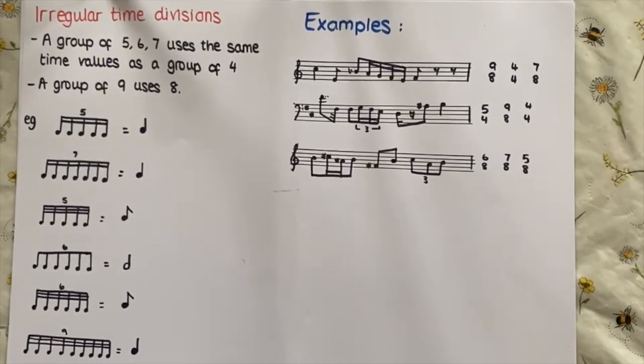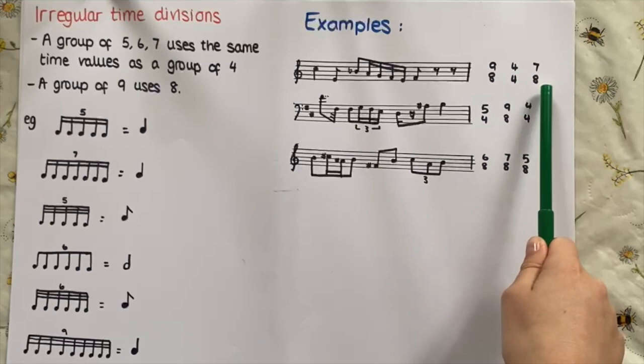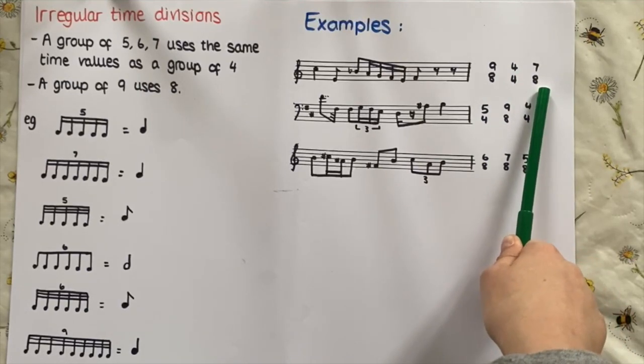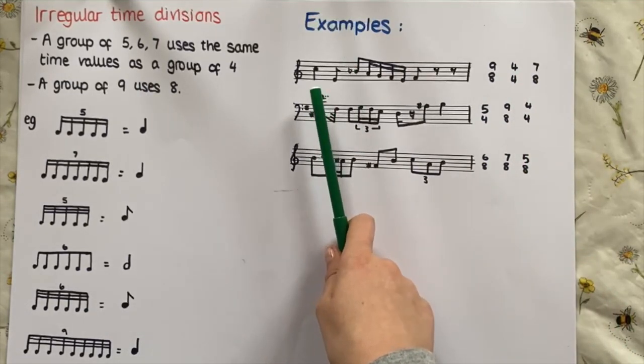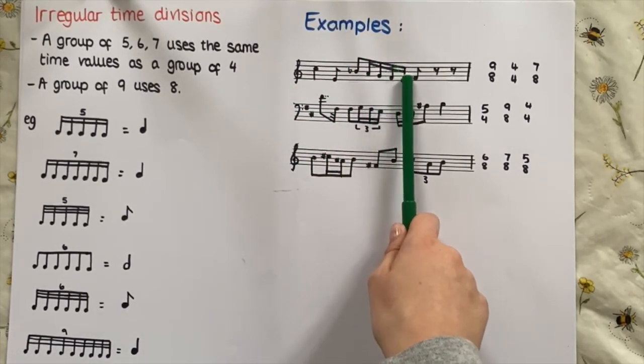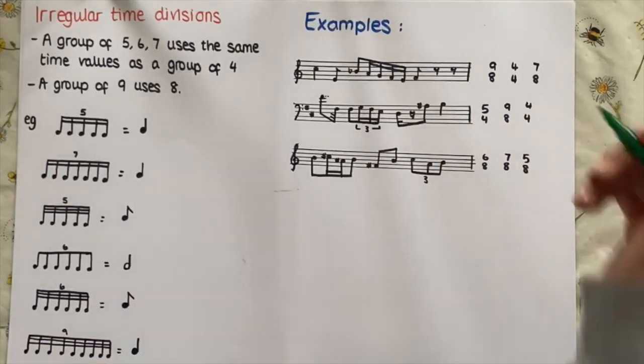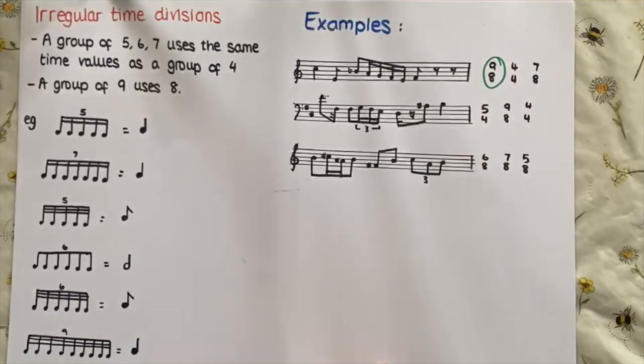So now we've got some examples, and we're going to put what we've learnt so far in context. These are all taken from the ABRSM Grade 5 Theory sample paper. So we need to decide what time signature each of these bars is written in. So the first one can either be in 9/8, 4/4 or 7/8. I like to start by counting the quavers. So we've got 1, 2, 3, 4, 5, 6, 7, 8, 9 quavers. So this one is written in 9/8.